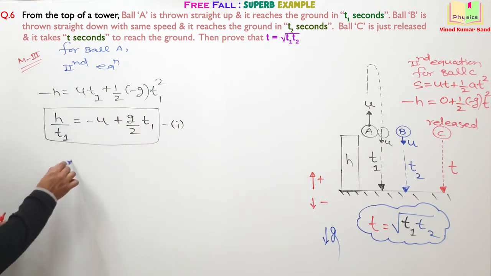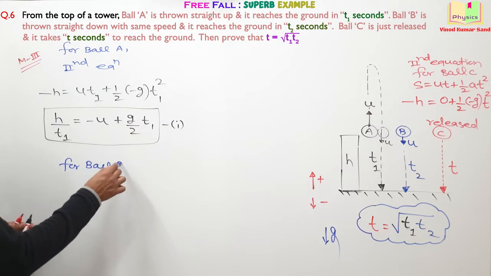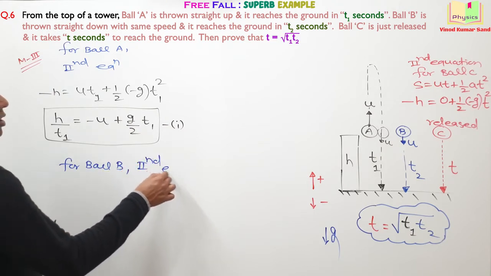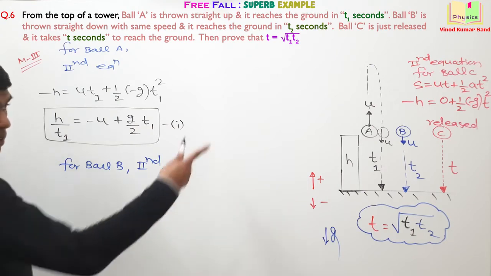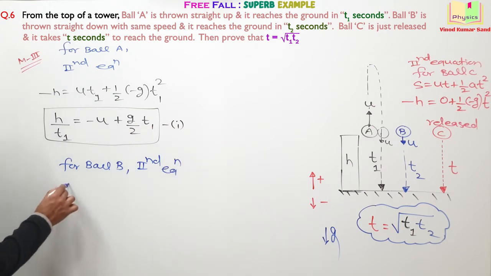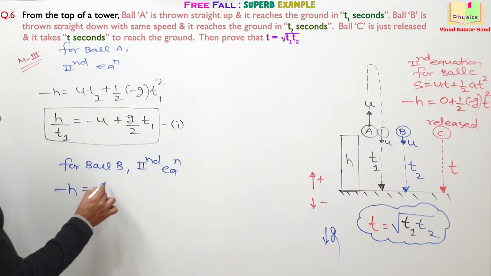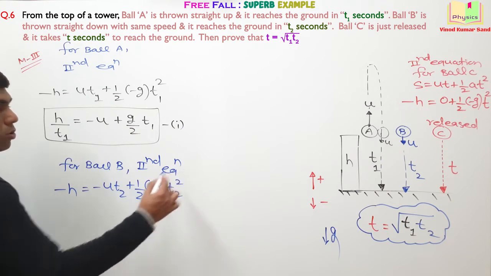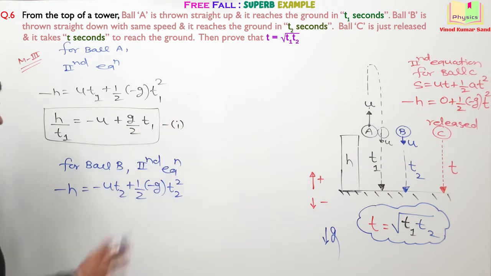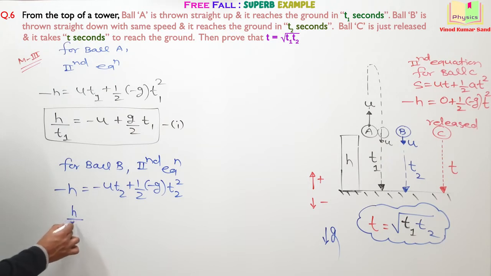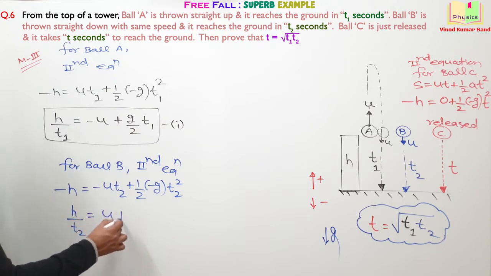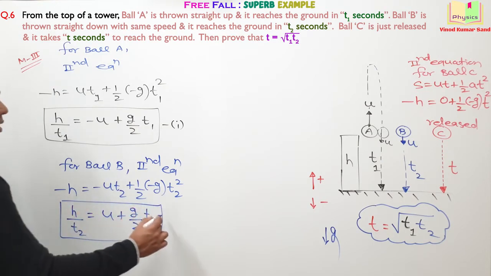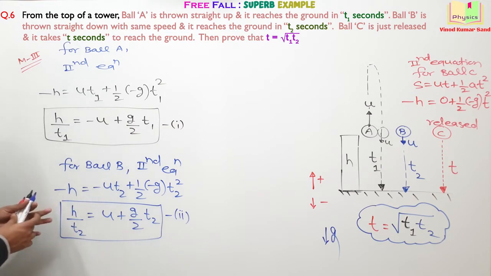Now for ball B, again use the second equation. Speak up, what should we write for ball B? Minus h is equal to minus u t2 plus half minus g into t2 square. Divide by t2 everywhere. So h by t2 is equal to u plus g by 2 t2. We call this equation number 2. This minus sign automatically got cancelled out.